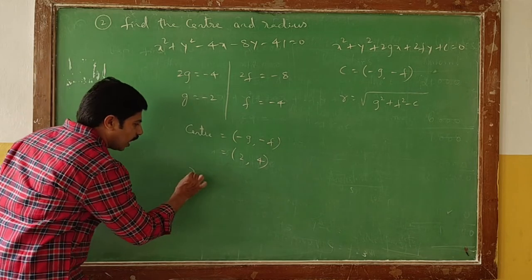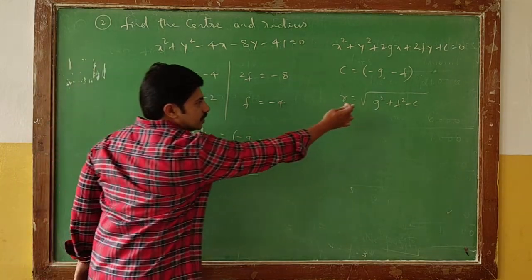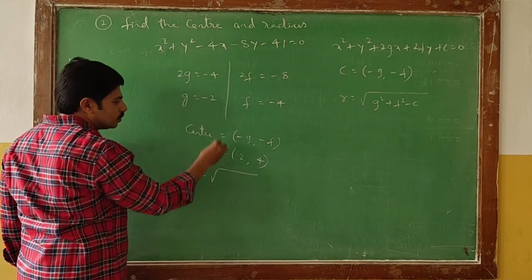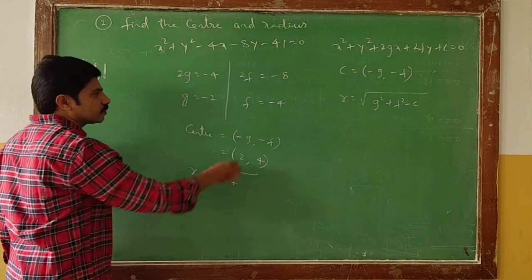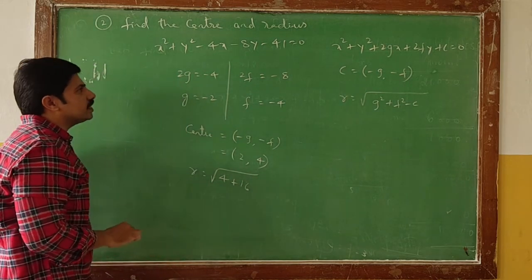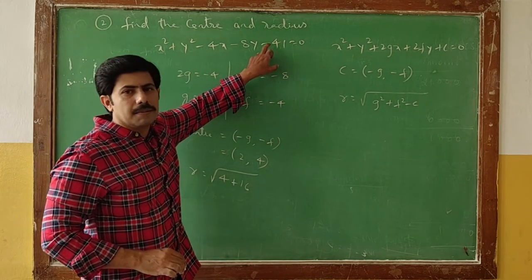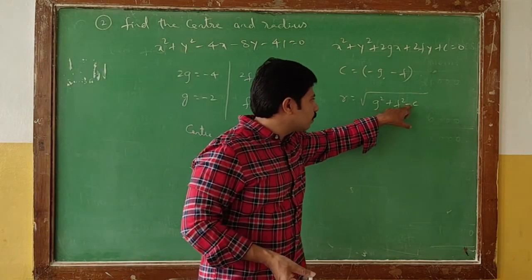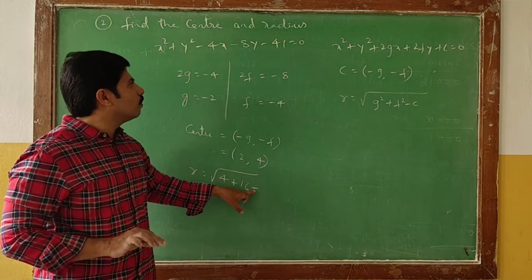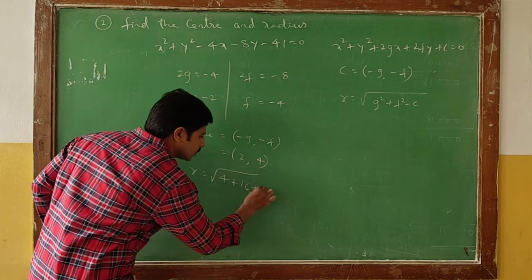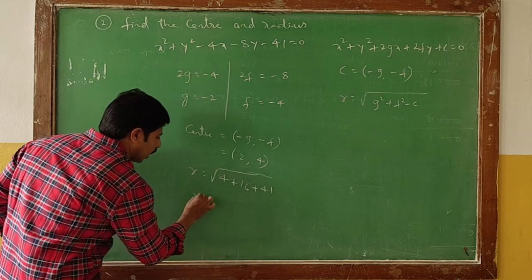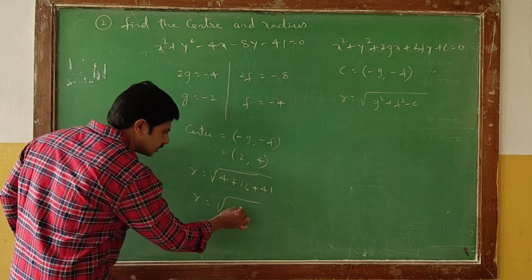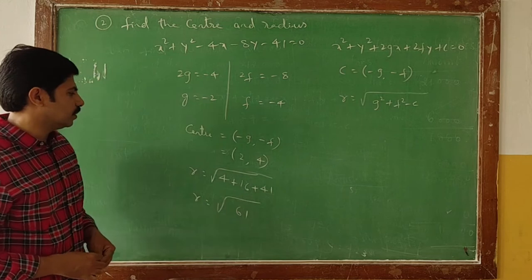Now the radius r is equal to under root of g square plus f square minus c. g square: minus 2 square is 4, plus f square 16, and minus c. What is the c value from the given equation? It is minus 41. So g square plus f square minus c, with c being minus 41, minus into minus is plus 41. So r is equal to under root of 16 plus 4, 20, 20 plus 41 is 61. So this is the radius.